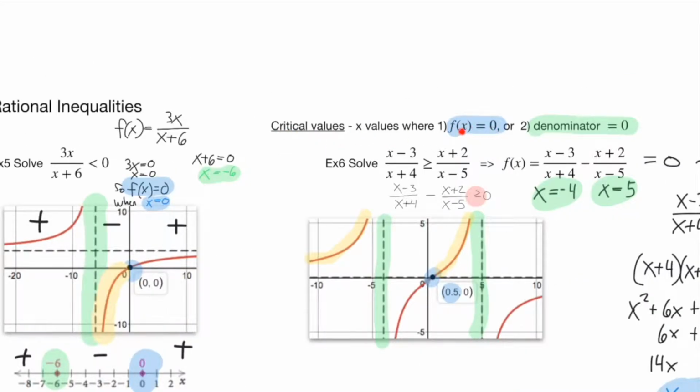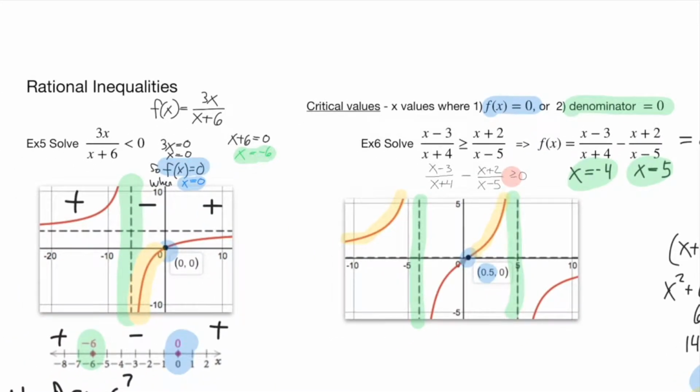We need to figure out when f of x is equal to 0, and it does equal 0 right here. But there are more places where it could possibly change signs. It could possibly change signs where the denominator is also equal to 0. So here you can see that it changes from positive to negative where the denominator equals 0, where you have this break in the graph.